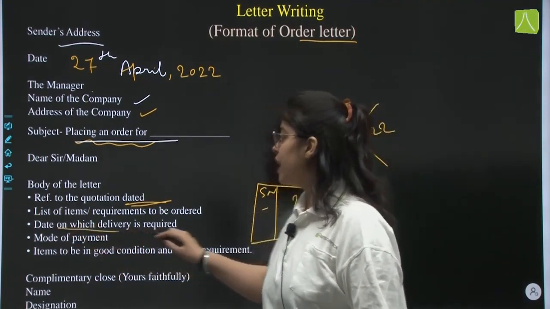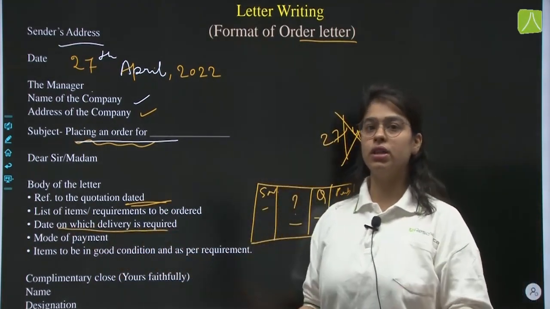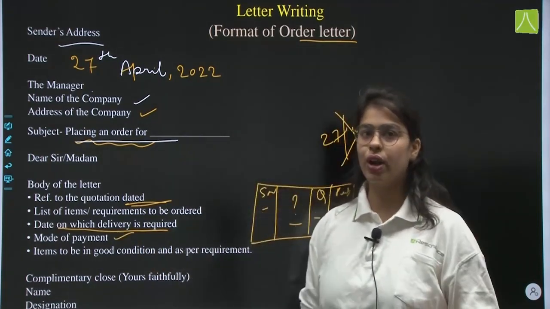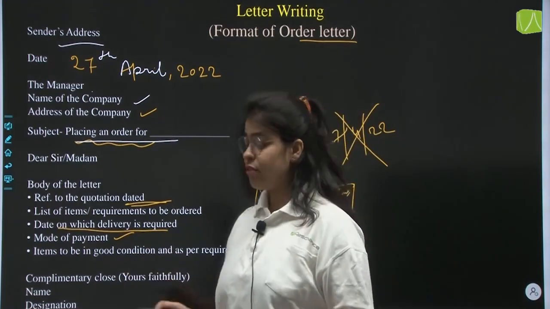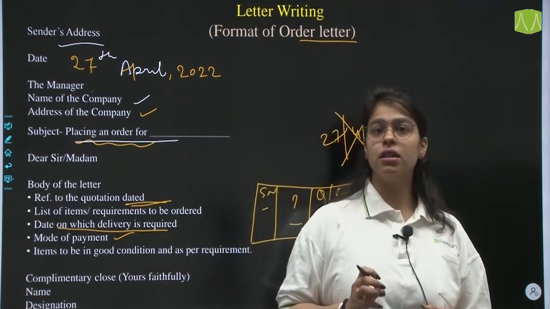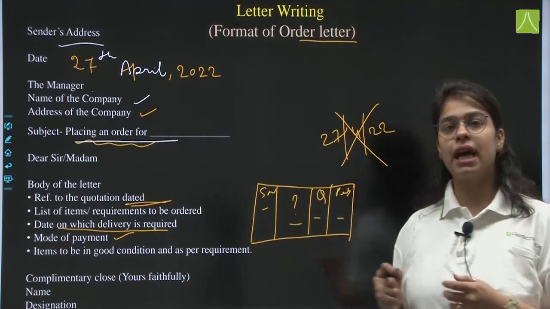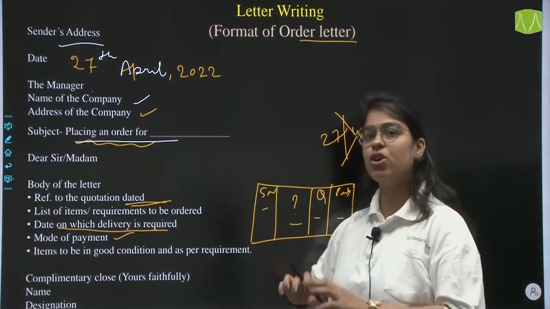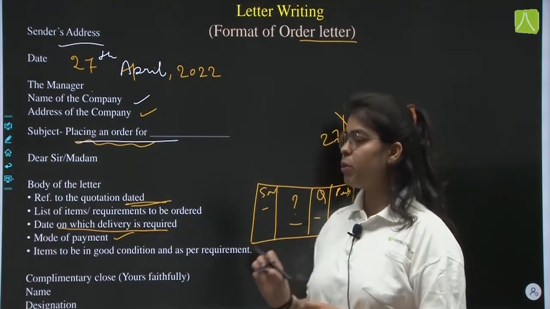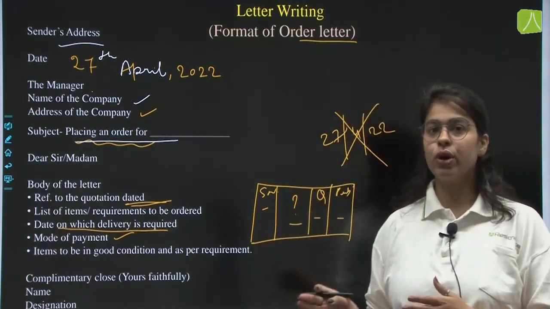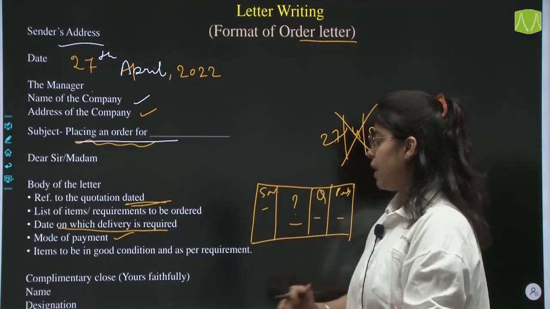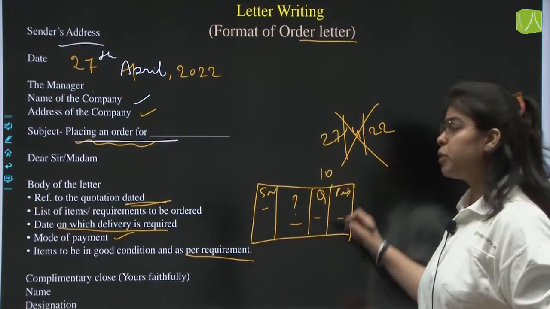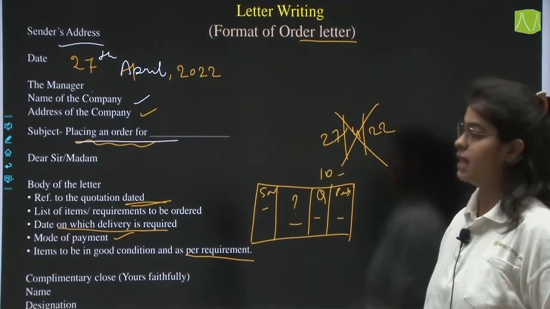Now the date on which you expect the delivery. When do you want the delivery actually? Okay, then the mode of payment, whether it will be an online payment mode or an offline payment mode. Now you have to tell them certain conditions, that the items you are ordering have to be delivered in a proper way, in good condition. Okay, if you are ordering books, they should not be outdated. And as per your requirements, if you are asking for 10 quantity of some book, it should be 10, not more than that, not less than that.